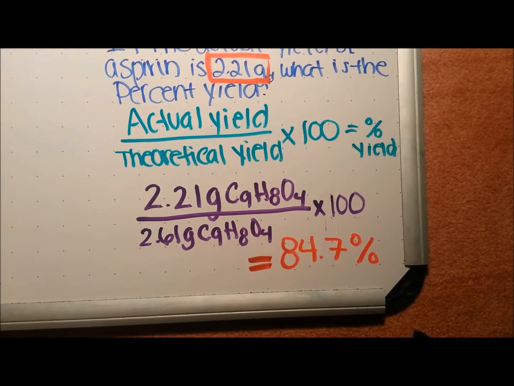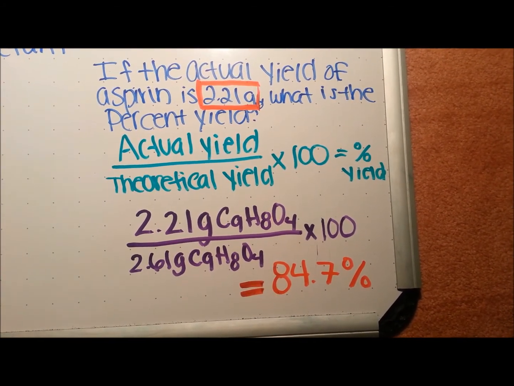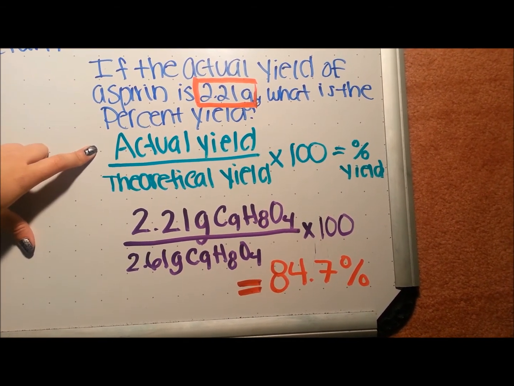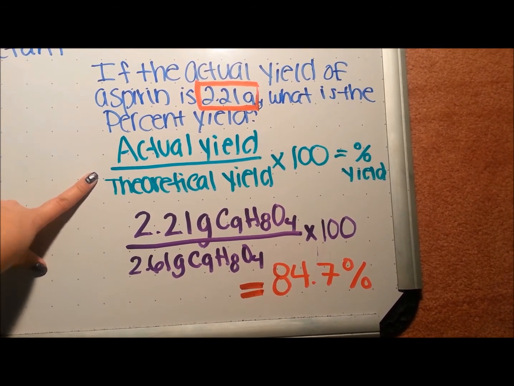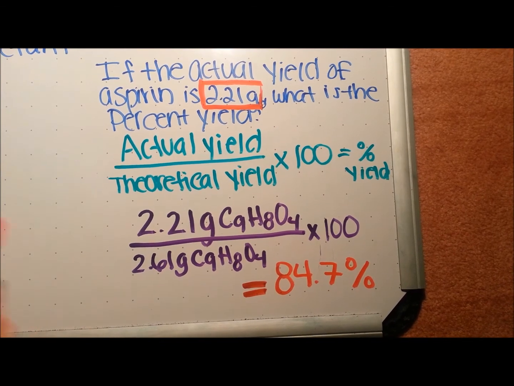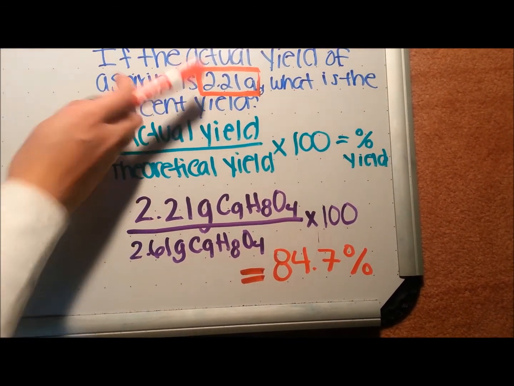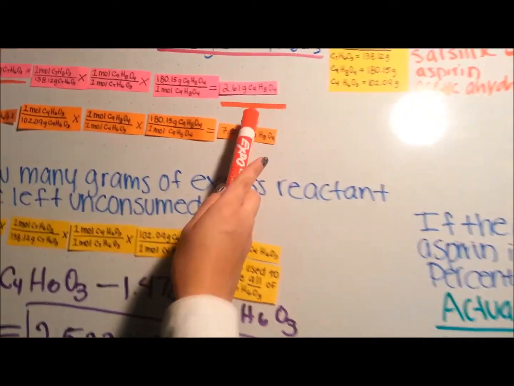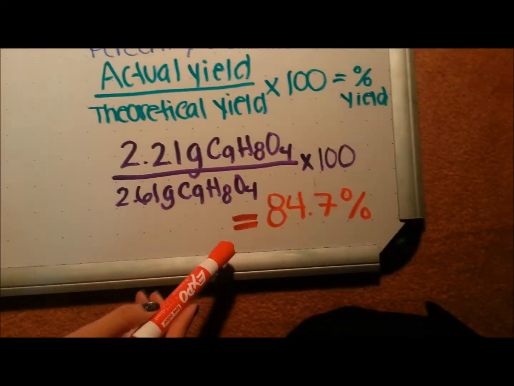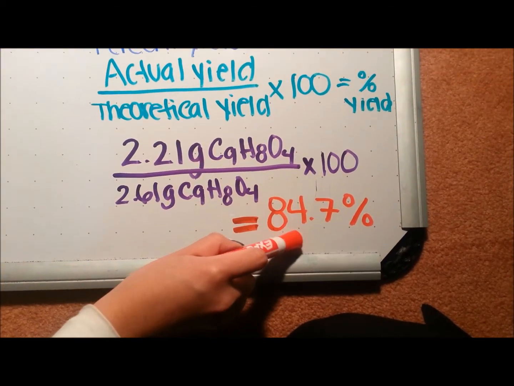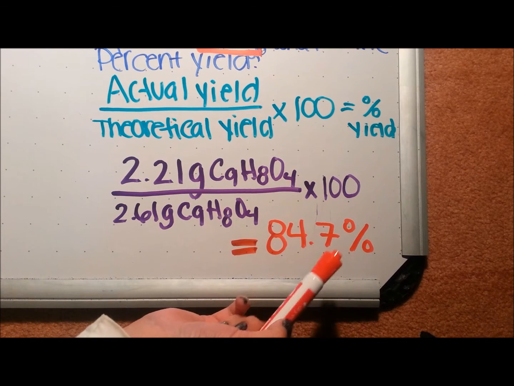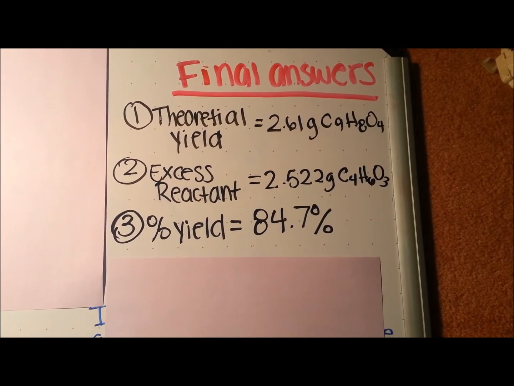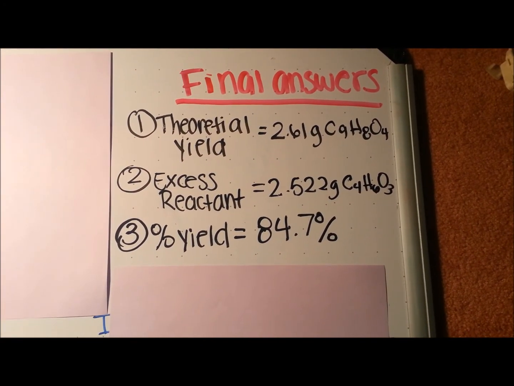Now for this third part of the problem, we're looking at if the actual yield of aspirin is 2.21 grams, what is the percent yield? We're going to use this equation to find the percent yield, which is actual yield over theoretical yield times 100. So now we put the actual yield, which is what is given, 2.21 grams of aspirin, over the 2.61 grams of aspirin that we got when finding the theoretical yield. When we do this in the calculator, we get 84.7% when we multiply it by 100, and that is the percent yield. So these are the final answers that we got for theoretical yield, the excess reactant, and the percent yield.